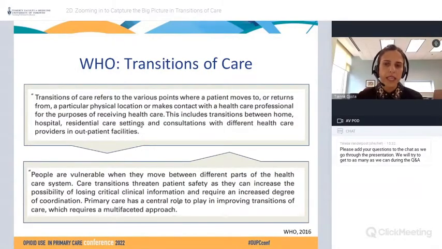Thanks, Amy. Before we get into the meat of the presentation, we really wanted to define what a transition of care is. The WHO defines transitions of care as the various points where patients move to or return from a physical location or make contact with a healthcare professional for the purposes of receiving healthcare. This can include transitions between home, hospital, care settings, or consultations with different healthcare providers in outpatient facilities. What we really want to highlight is that people are most vulnerable during these care transitions. Care transitions can really threaten patient safety as they can increase the possibility of losing critical clinical information, and they require an increased degree of coordination.